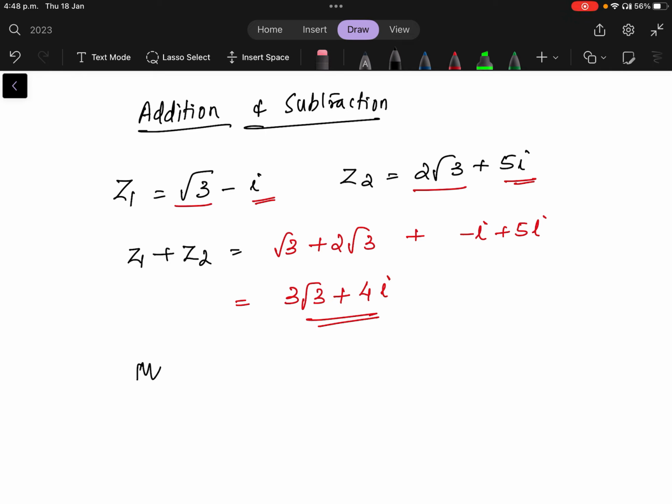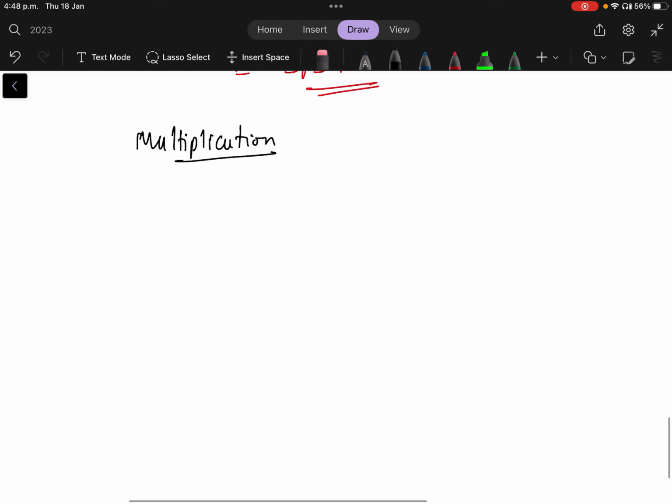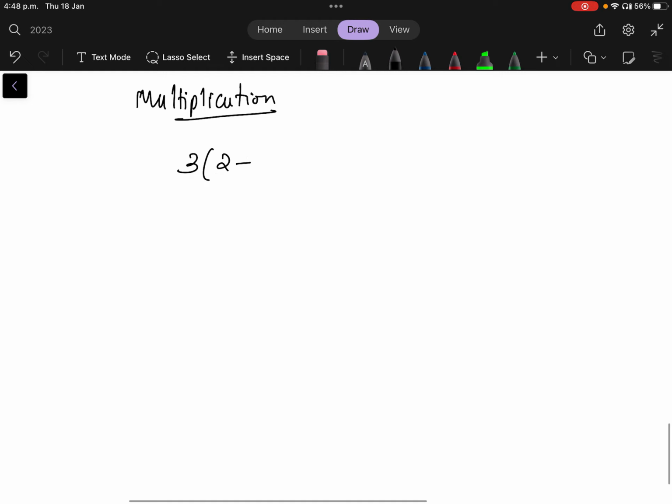When it comes to multiplication, if you are multiplying a complex number like 2 + 3i with just a constant value, it is the same as algebraic multiplication. So you can do 3 times 2, 6, and 3 times 3i, 9i, so 6 plus 9i. It's as simple as that.